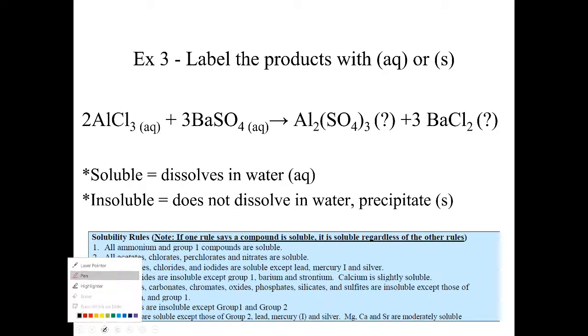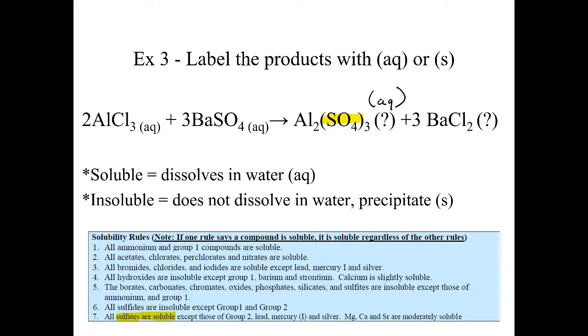All right, example 3. So let's navigate with our anions. This time, our first anion is sulfate. That happens to be in Rule 7. So it says all sulfates are soluble except group 2, lead, mercury 1, and silver. So aluminum is all the way in group 13, so it doesn't meet one of those exceptions. So the general rule will hold that it's soluble, so we'll put in the symbol aqueous.